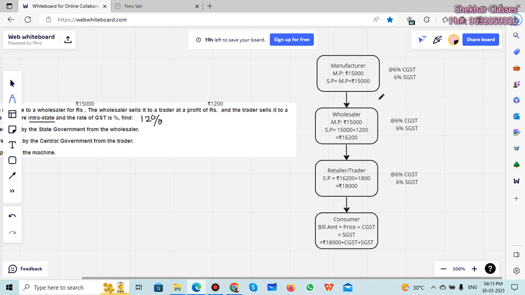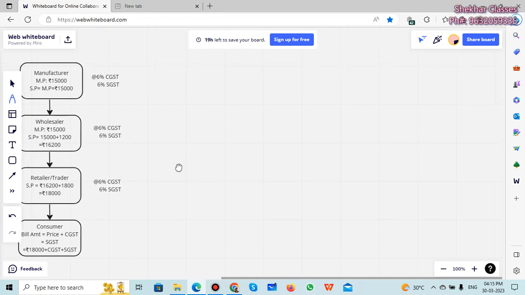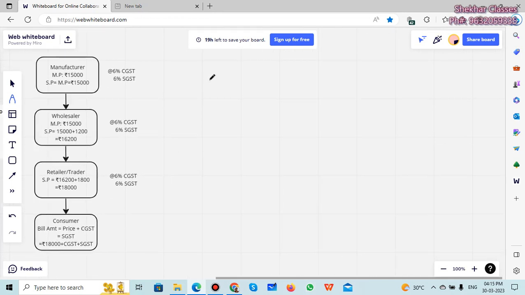it will be 6% GST for CGST and 6% SGST, we know that. So the wholesaler will have to pay how much? We have to calculate this over here. So let's calculate that. I'm calculating here wholesaler to manufacturer. So what is the price that he bought it at?